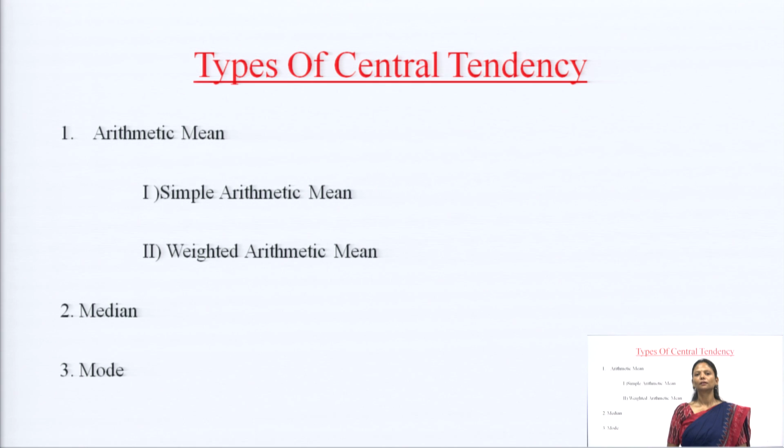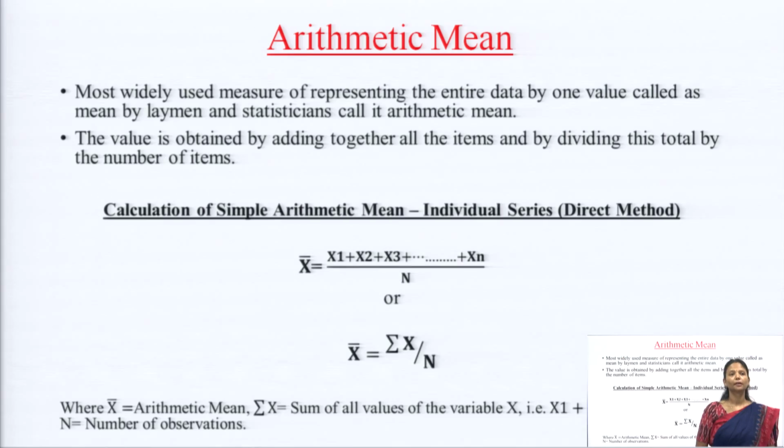There are different ways to study the central tendency. One is mean, that we will be taking today. There are two ways of studying mean. One is called simple arithmetic mean, next is weighted arithmetic mean. The second method of studying central tendencies is median, the third is mode. Now, today we will be talking about arithmetic mean.